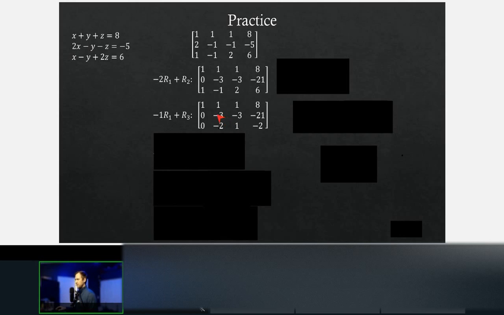Now, sometimes when you look at this, you might look at these two rows and say, hey, if I swap row 2 and row 3, then I could do something to it. Sometimes that might be the case, but looking at this, how can I make this a 1? I can think of two different ways right off the bat.